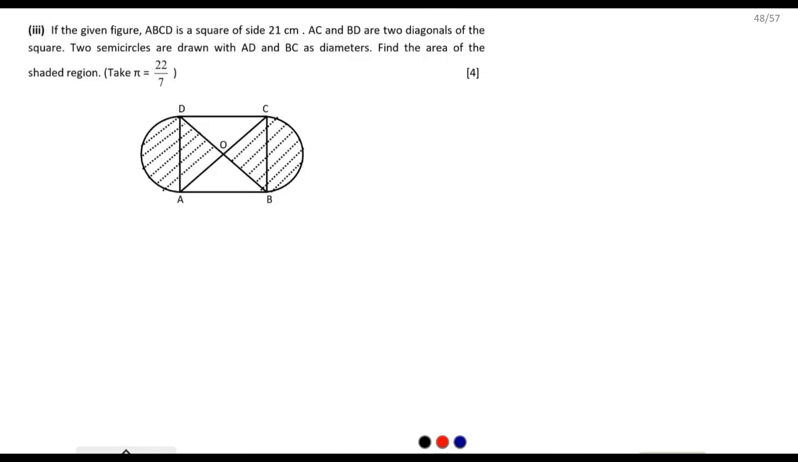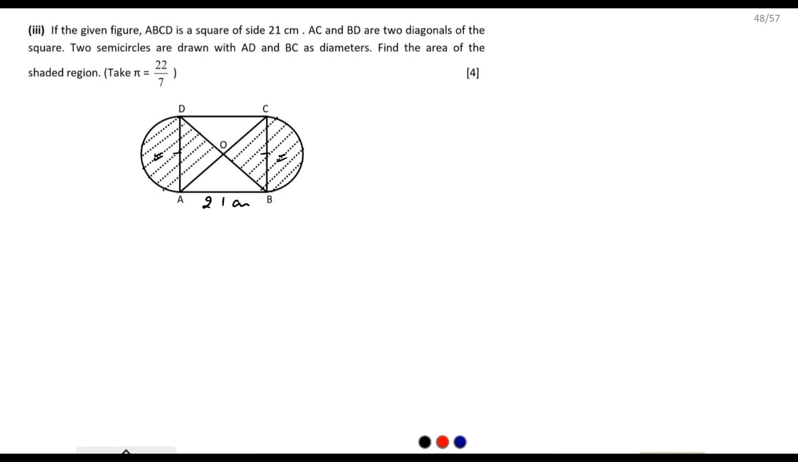Third part, it is from mensuration. Figure is given. ABCD is a square of side 21 centimeter. AC and BD are two diagonals of the square. Two semicircles are drawn with AD and BC as diameter. If AD and BC is diameter, then both are same, means both semicircles are same. Find the area of the shaded region.